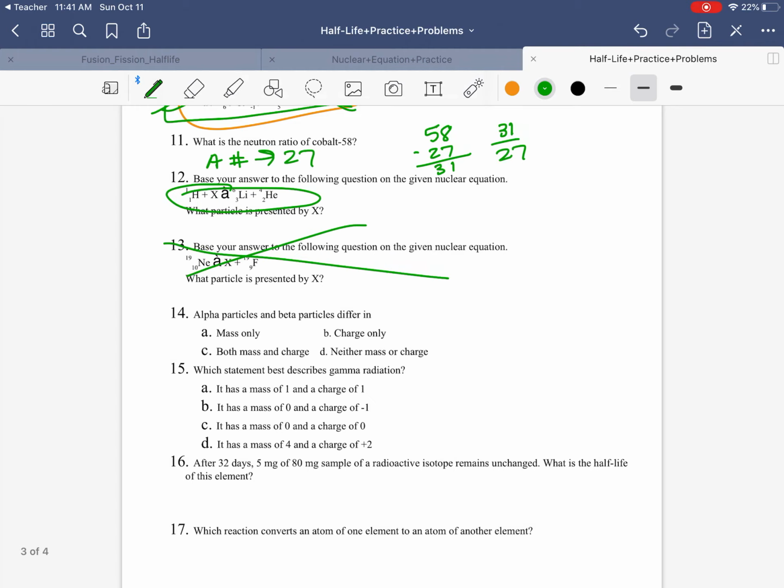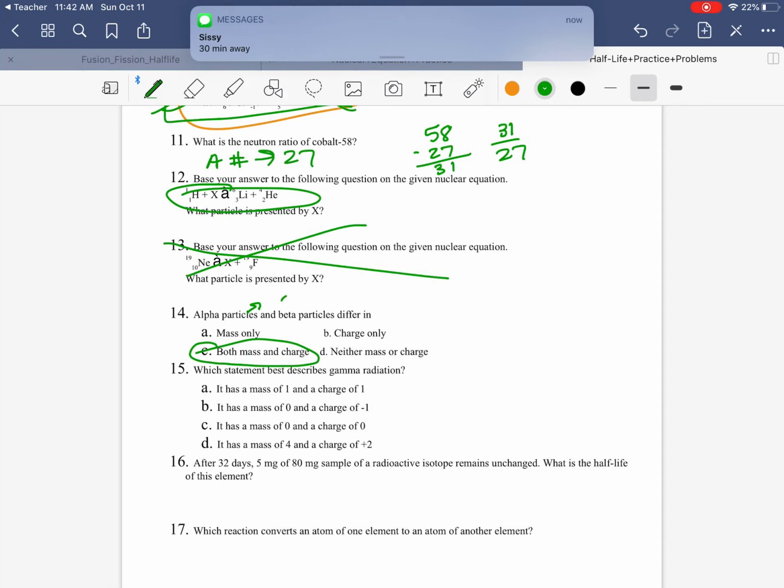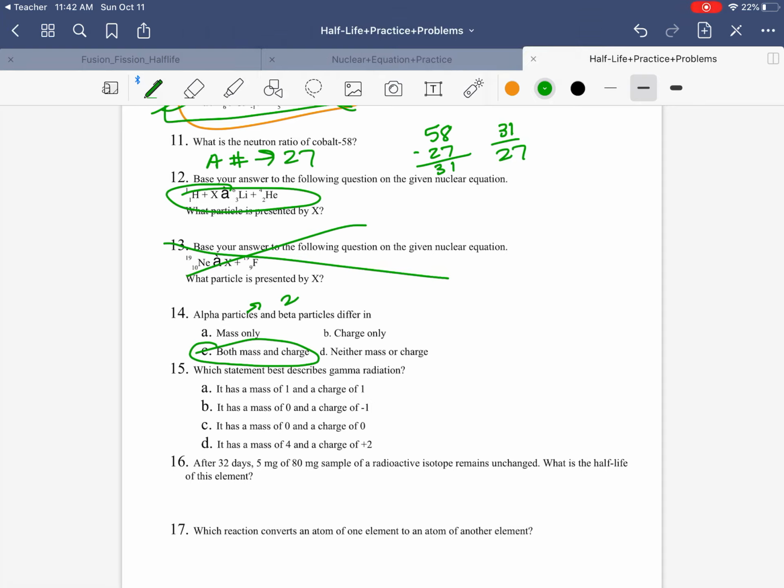Alpha particles and beta particles differ in mass only, charge only, both mass and charge, neither mass or charge. It's going to be both mass and charge. Alpha has a charge of 2 and a mass of 4. Beta is going to have a mass of 0 and a charge of -1.